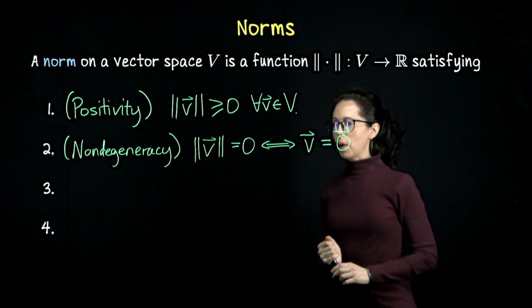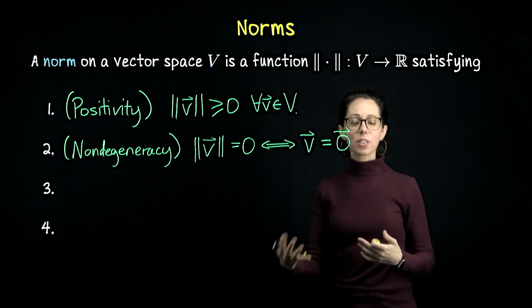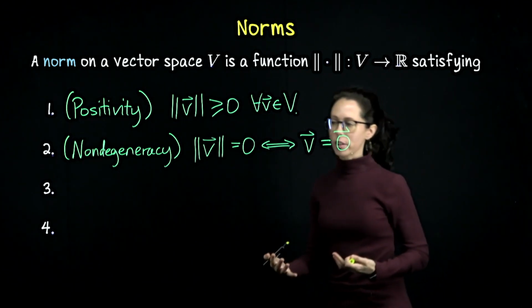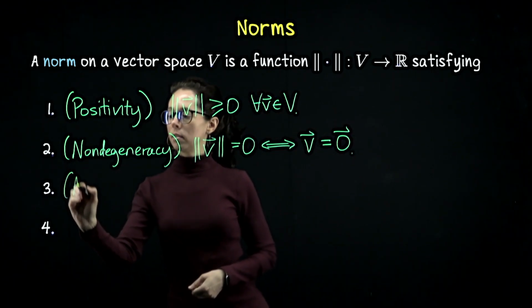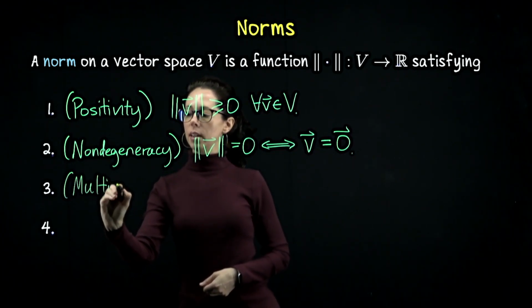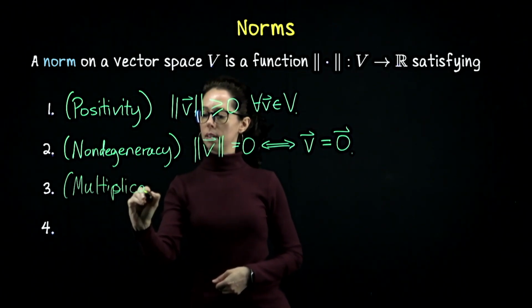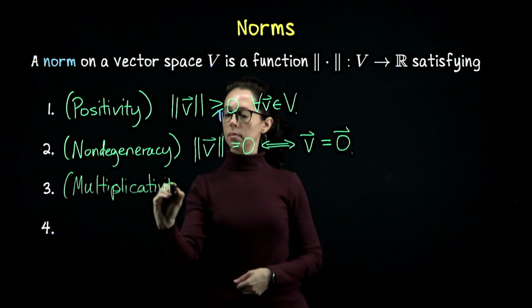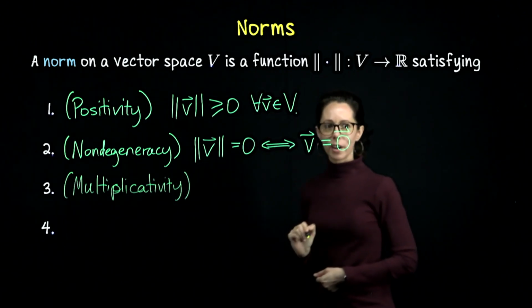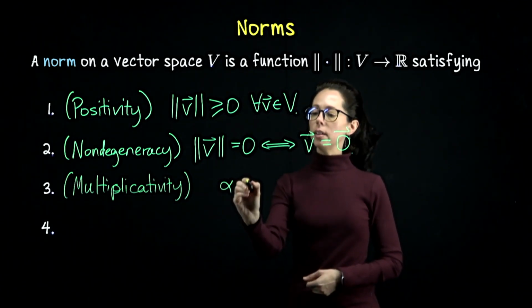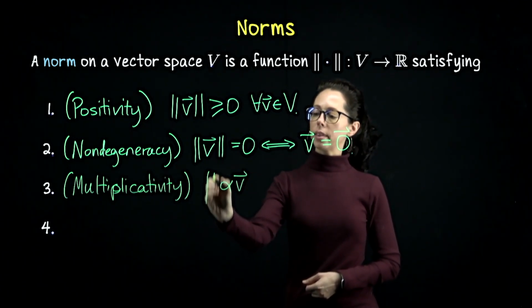Okay, our next property is this notion of scaling. So if I take a vector and I stretch it by a factor of 3, its norm should go up by a factor of 3. We'll call that multiplicativity. All right, so if I take a vector and scale it by some real number alpha, compute the length of that.